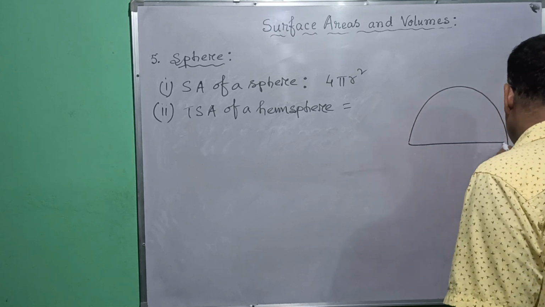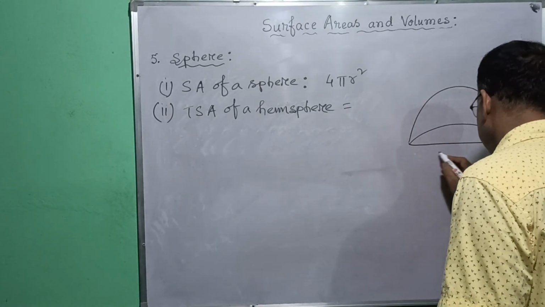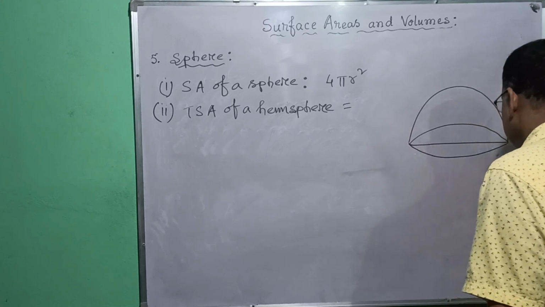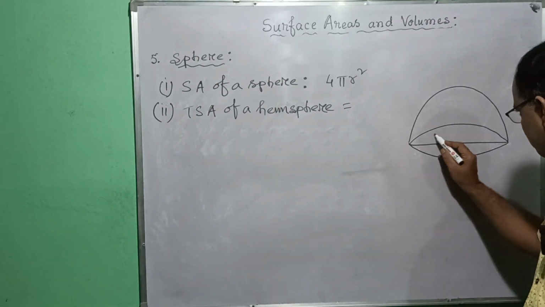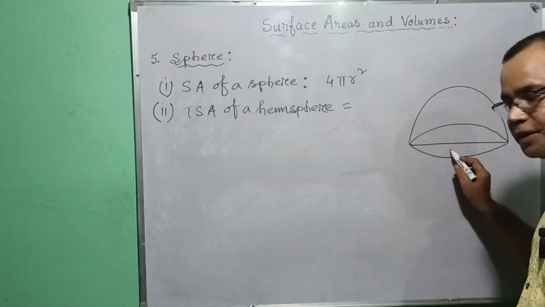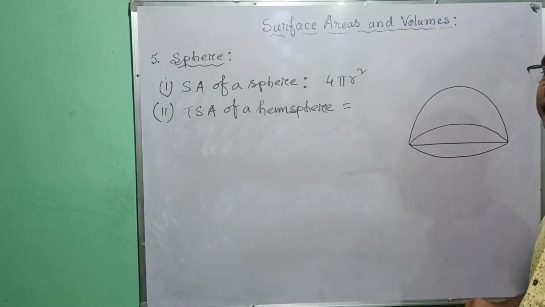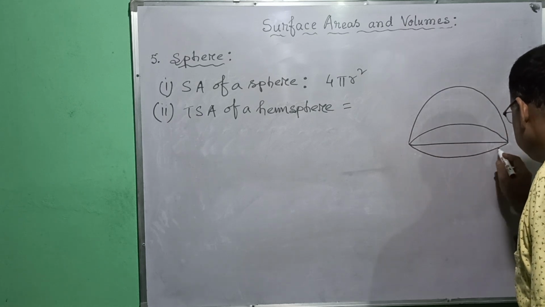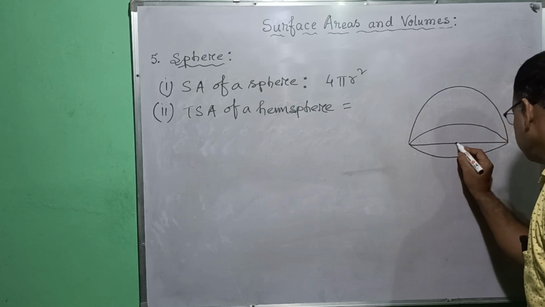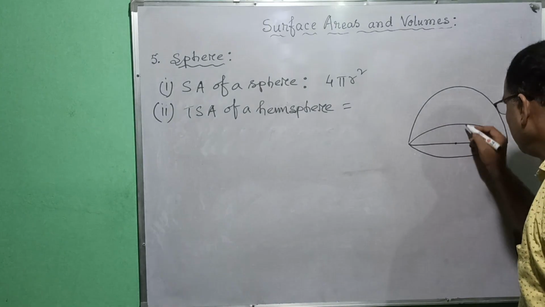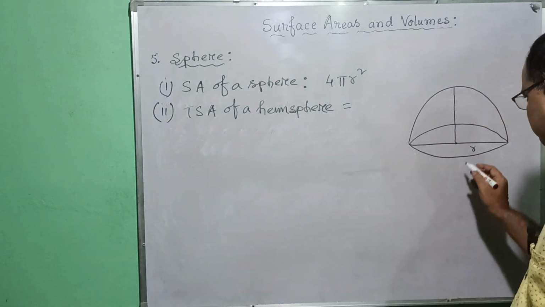Suppose this is the shape of a hemisphere. In case of a hemisphere, you can see two different types of faces, main areas: one is a flat surface and another is a curved surface. Here also you can see this is the center. From here up to this is the radius, and that one is also a radius.